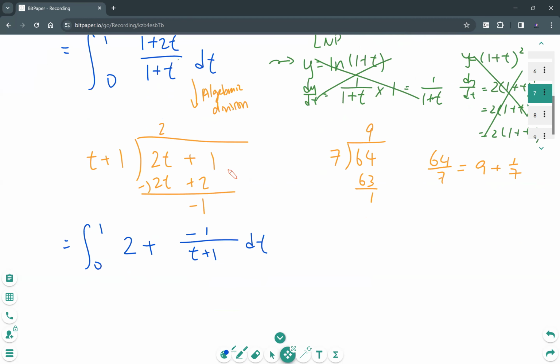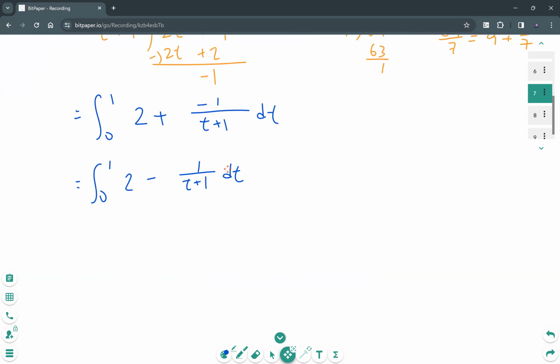The minus 1 looks a bit weird, so I'm going to rewrite it a bit neater as the integral from 0 to 1 of 2 minus 1 over t plus 1 dt. Then it makes it a lot easier to integrate. To integrate 2 is 2t. To integrate 1 over t plus 1 is ln of t plus 1. Right, and then bracket 0 to 1.